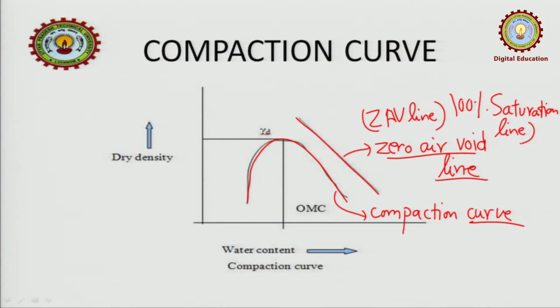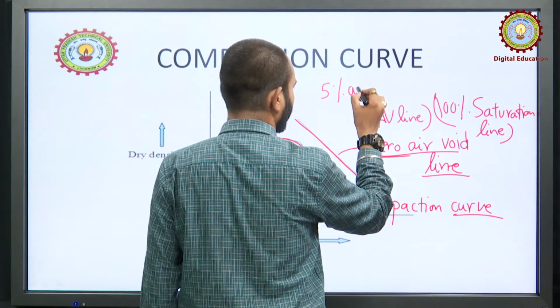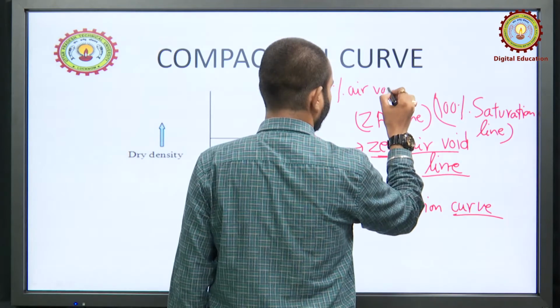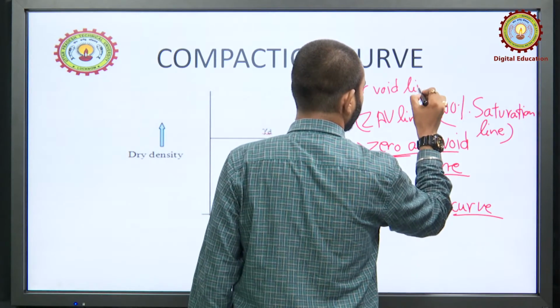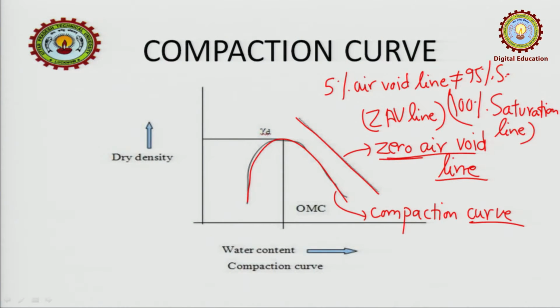100% saturation line. Okay, this is always equal to the 100% saturation line. But remember, it doesn't mean that if the zero air void line is equal to 100% saturation, then the 5% air void line is equal to 95% saturation. Okay, the 5% air void line is never equal to the 95% saturation line. Only these are equal.